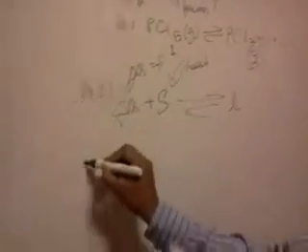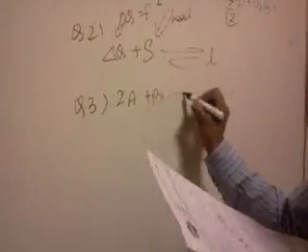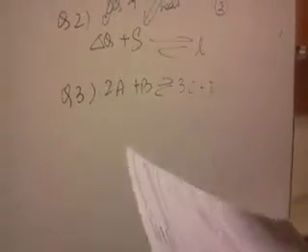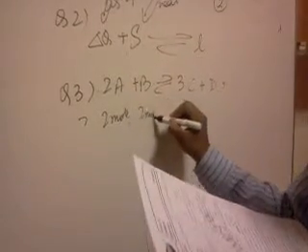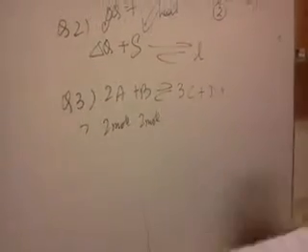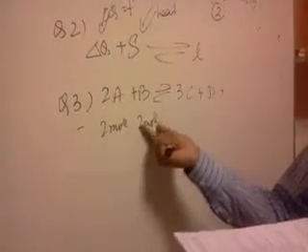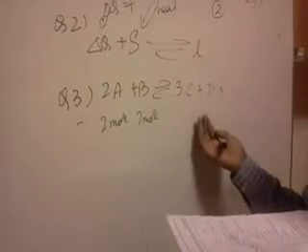Okay. Question number 3. 2A plus B gives 3C plus D gas. It has been given to me. Initially I have taken 2 moles of A and 2 moles of B. Till the attainment of equilibrium, a few moles of A would decrease and a few moles of B would decrease, and C and D would get formed for the equilibrium to establish.